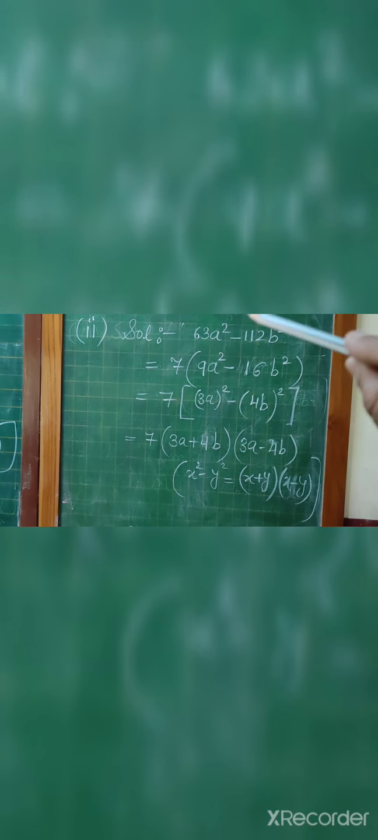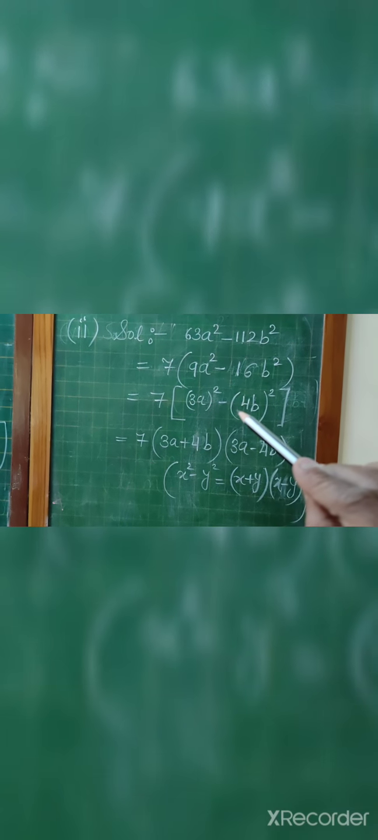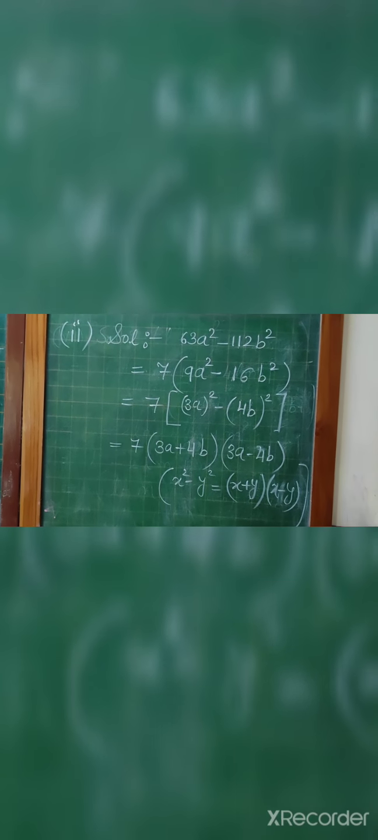So we can take common. When you take practice, easily you will get the idea. So 7 and 9 we can write 3 square. I skipped one step. You will write 3 square and 4 square. Then you will write 3a whole square minus 4b whole square. x square minus y square equal to x plus y into x minus y. So 3a plus 4b, 3a minus 4b, with 7.